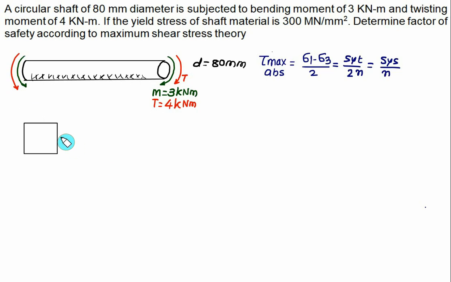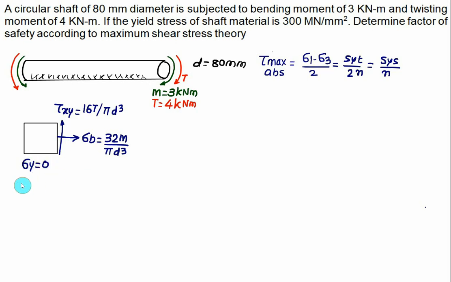So here two stresses will be produced. One is a bending stress, and the value of bending stress is equal to 32 times M divided by pi into d cubed. This is the maximum possible bending stress. Due to torsion, a shear stress is produced, which is tau xy, and this value is 16 times T divided by pi into d cubed, and the value of sigma y will be equal to 0.